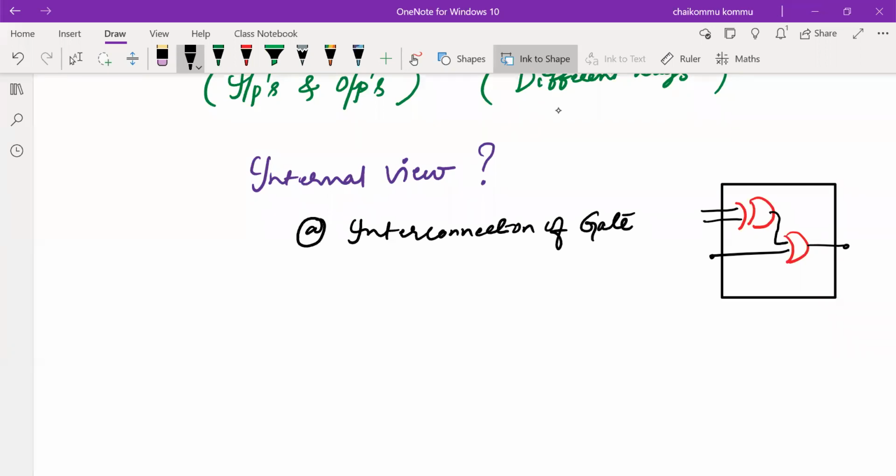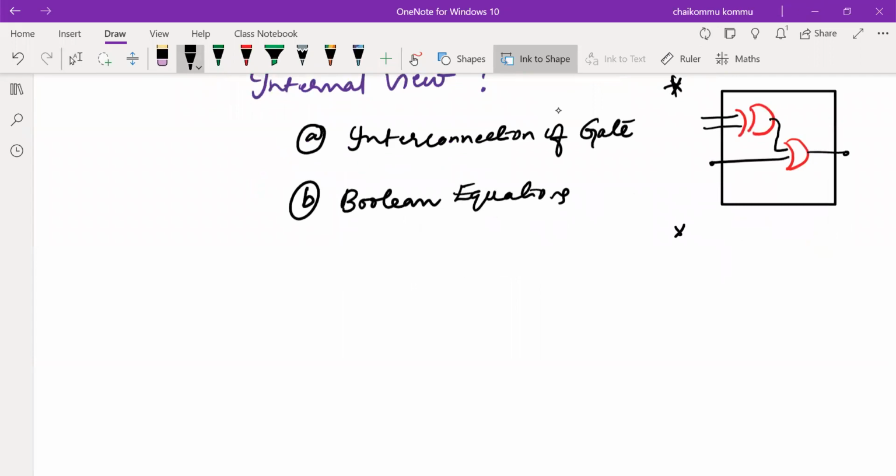The next choice is looking at the Boolean equations. If you know the Boolean equations, we can identify what the circuit is. For example, sum is equal to A XOR B, and C is equal to A AND B. People will easily identify that this is a half adder circuit.